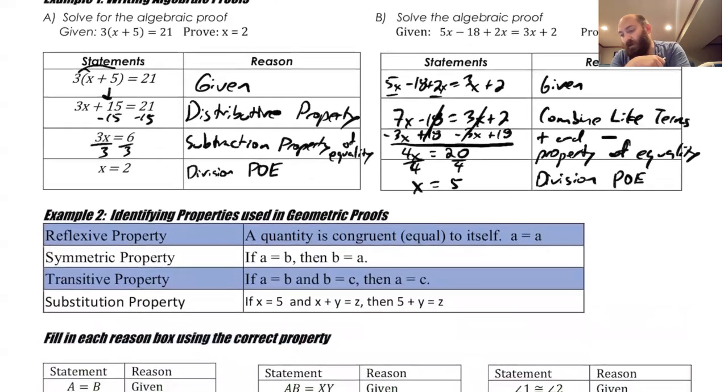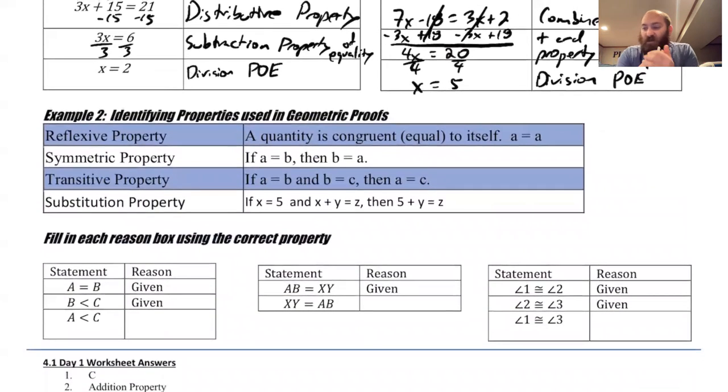Some other properties you might use would be something like this. And this is going to come back to our geometry stuff too. Reflexive property, symmetric property, transitive property, and substitution property. Okay. So these are true for any kind of math concepts, but especially for geometry, we'll use these more. Reflexive property is when a quantity is congruent or equal to itself, A equals A.